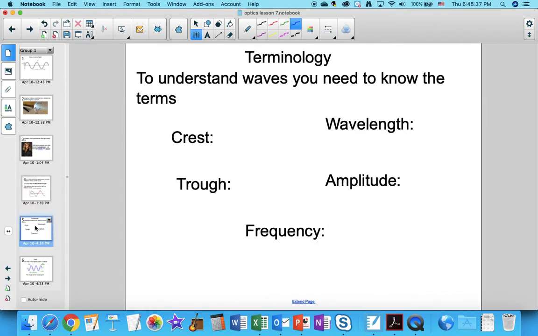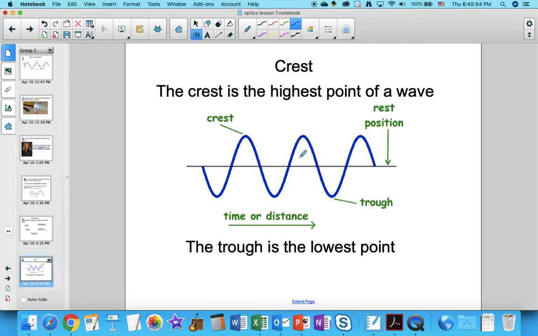So to understand the wave model of light, you need to understand a few key terms. You need to understand crest, trough, wavelength, amplitude, and frequency. These are 5 terms you need to know to understand the wave model of light. A crest is just the highest point of a wave. So if you're looking for the highest point of a wave, you're looking for the crest, right? The highest point of the wave. The trough is the lowest point of the wave. The lowest point of the wave.